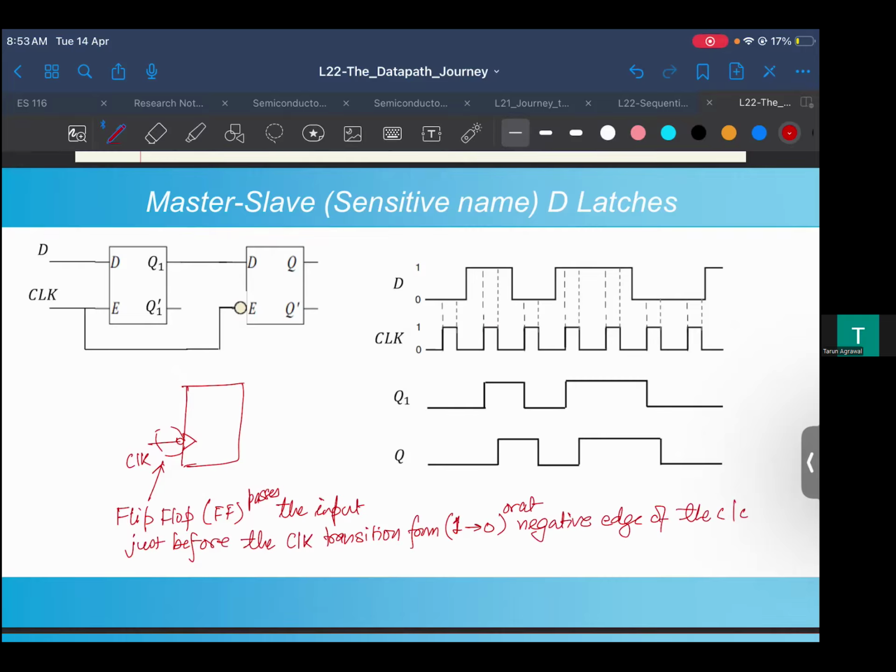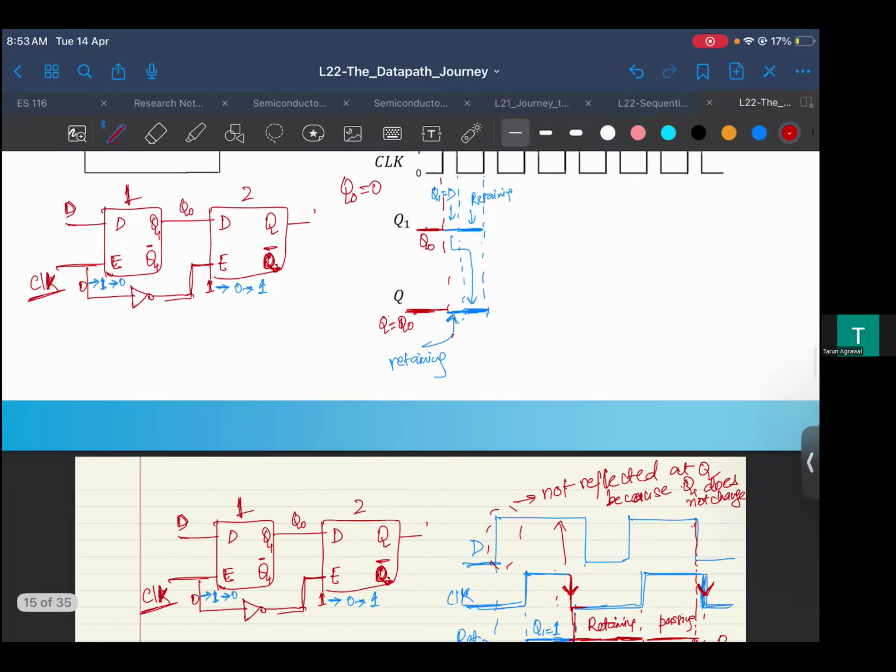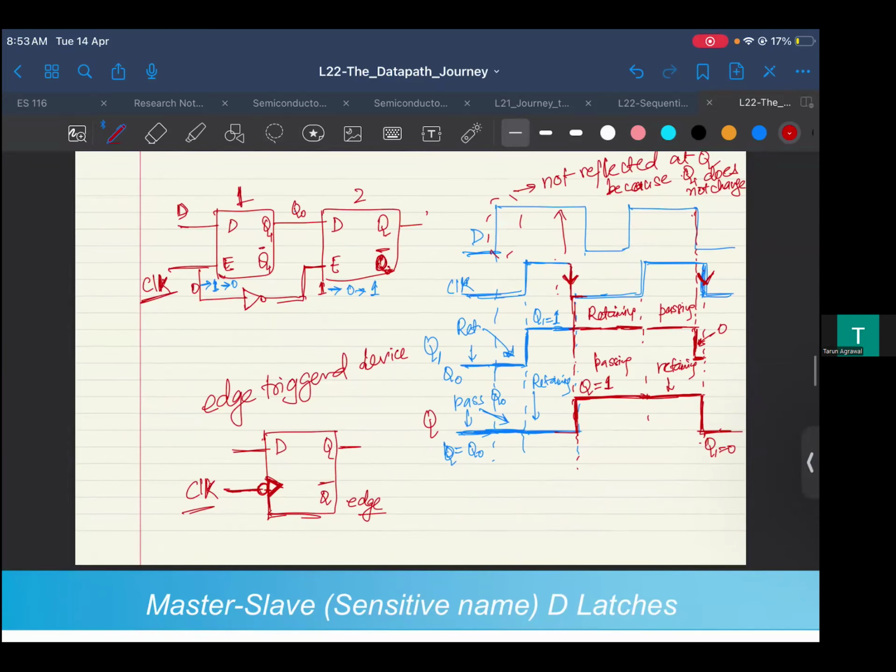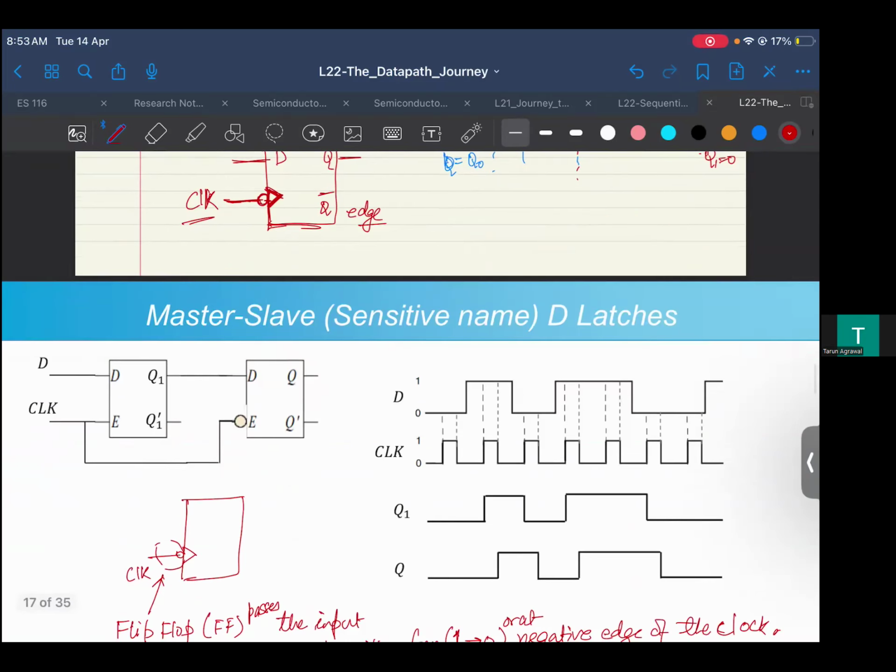So that is the basic thing which is happening here. Because we saw from the operation itself, when the clock was going negative, then this was able to pass, which is what we can see from here also: when negative going, you see D is 0, its pass is 0.